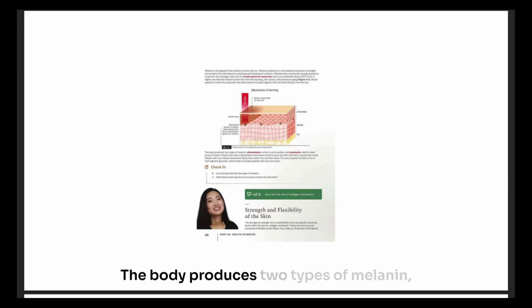The body produces two types of melanin: pheomelanin, which is red to yellow, and eumelanin, which is dark brown to black. People who have a pheomelanin dominance tend to have rosy skin with red or neutral hair tones. People with eumelanin dominance likely have cooler hair and skin tones. It is very common to have a mix of both pigment granules, which tend to produce golden skin and hair tones.